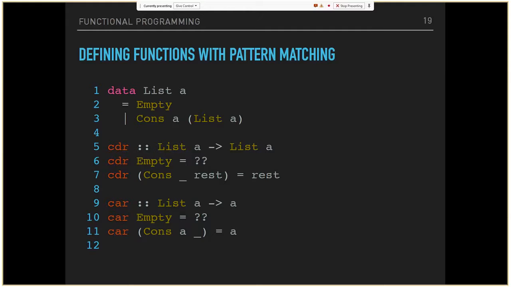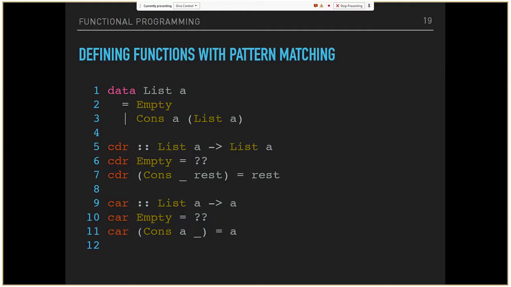For each option in the data type, so here you would have the list can be either empty, or it could be a cons of one A and the rest of the list A, right? So for each of them, you define a case. So you would say car on line 10, you would say car of empty is what? Now, what does it mean to take the first element of an empty list? We don't know. So I can just put question marks here, and I'll come back to it later, right?